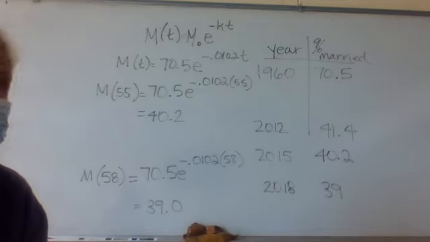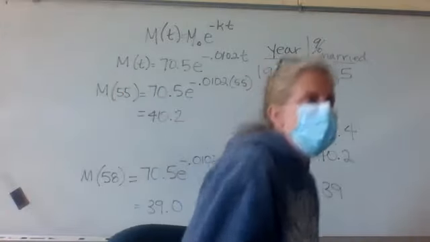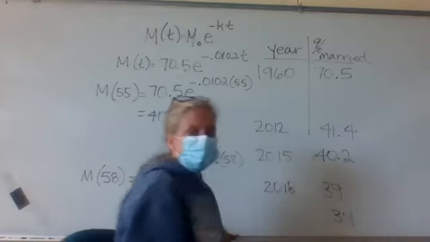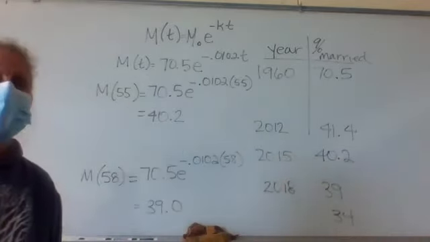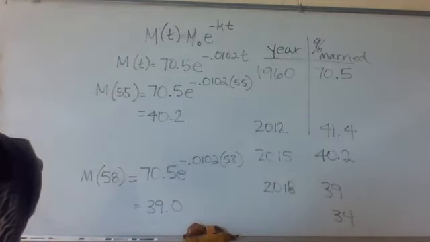All right, the last part of this question says, at this rate, in which year will the percent of adults who are married be 34%? So now I know this. I know 34%. What I don't know is the year, which is going to come from the T.